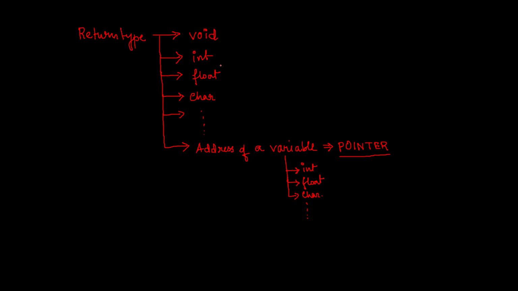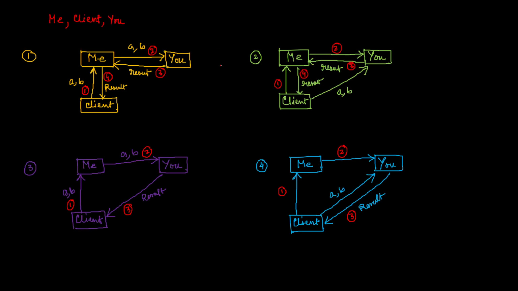Now let's try to write a program following these four cases. Let's take case number one. I have already told you that this client is nothing but a user. So I am taking data from the client. What does it mean? It means that I'm scanning the data from the client with the scanf function, as simple as that.